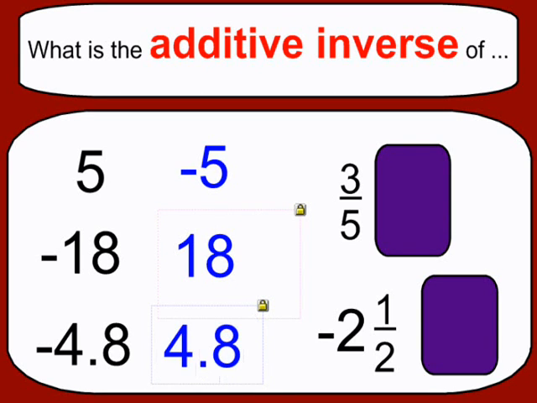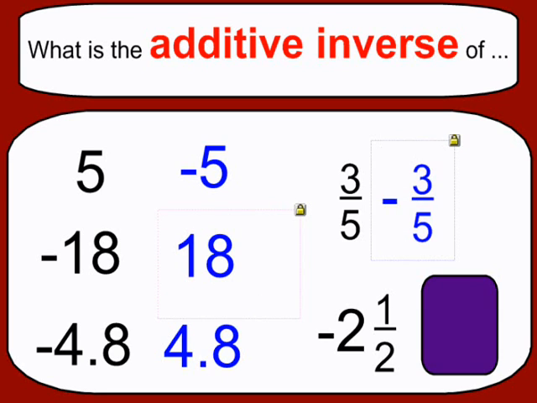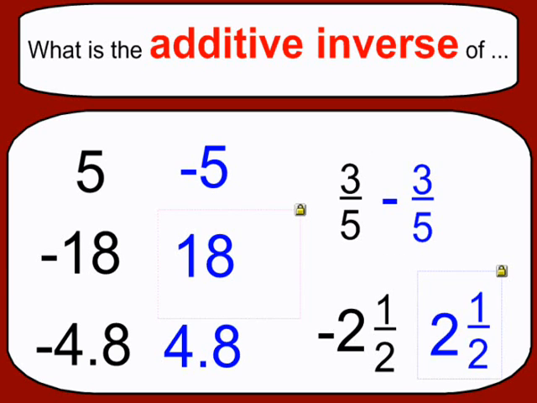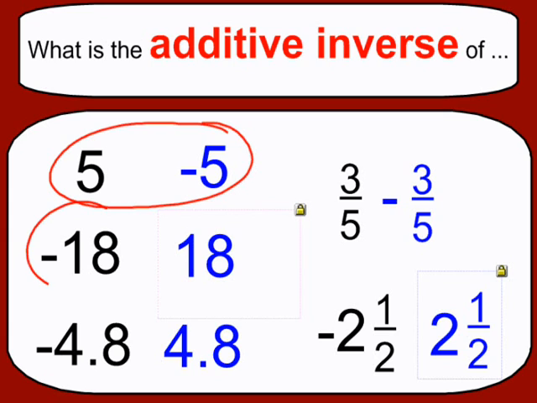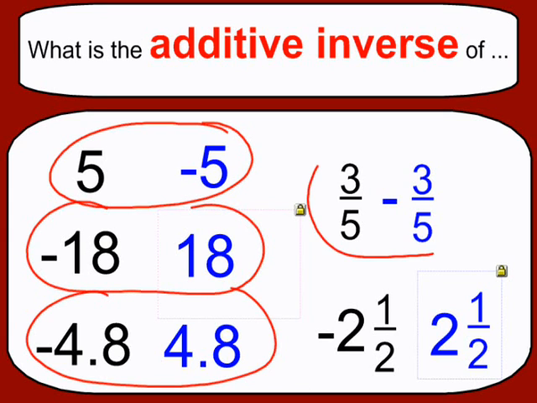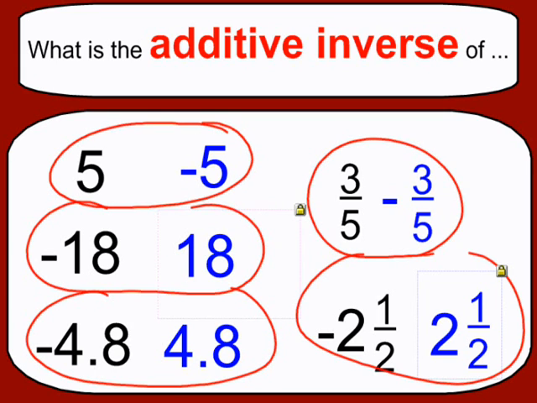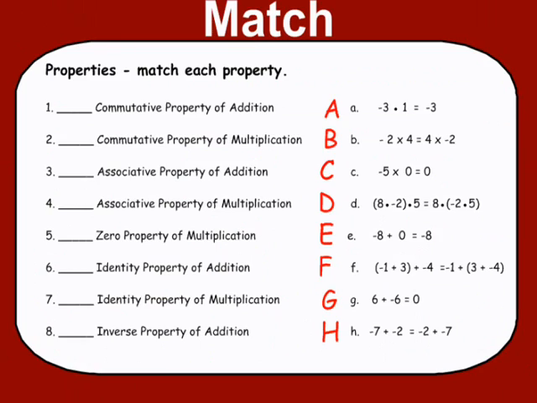It'd be positive 4.8. What about the additive inverse of 3/5? It'd be negative 3/5. And what would be the additive inverse of negative 2 1/2? It'd be positive 2 1/2. So the inverse property states if we add a number and its opposite, its additive inverse, the result will be 0. If we added all of these, they would all add up to 0.